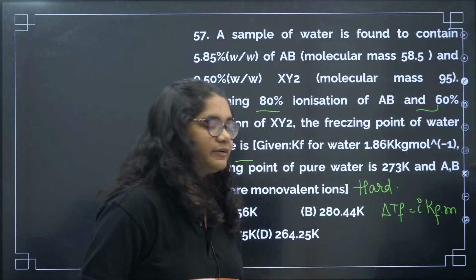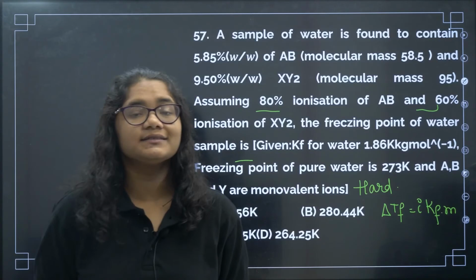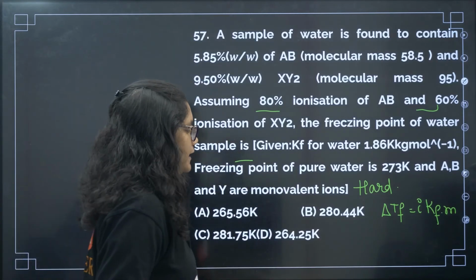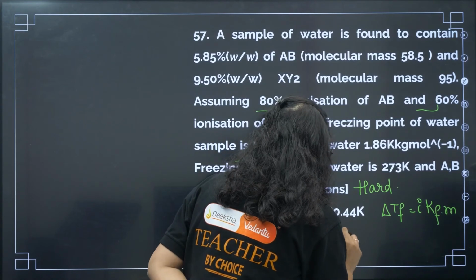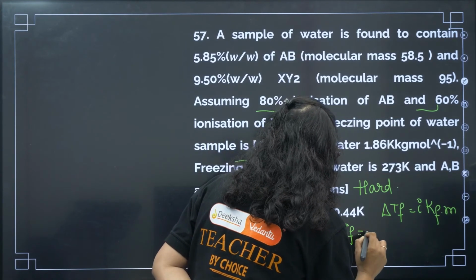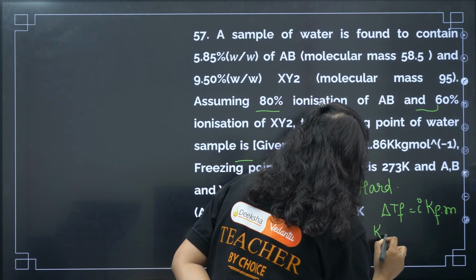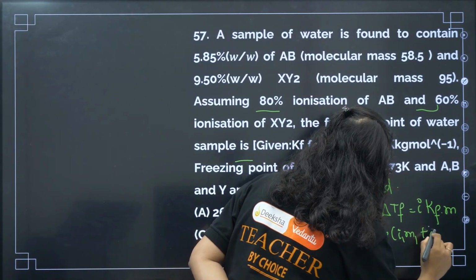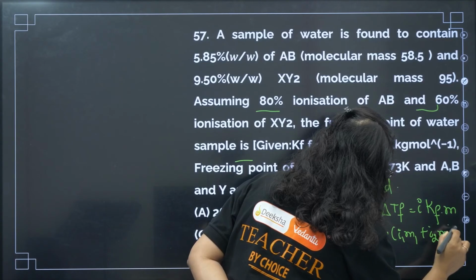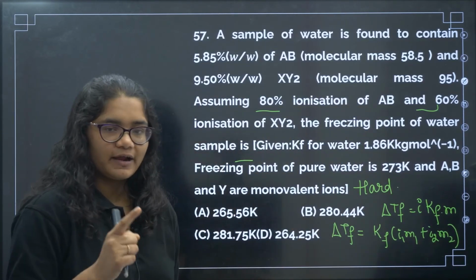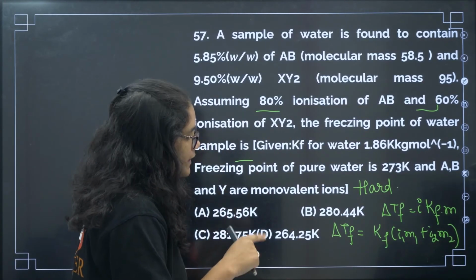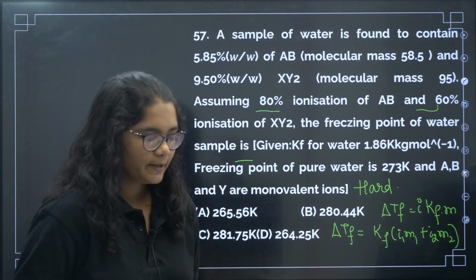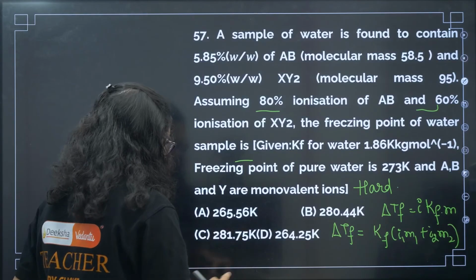But when two different solutes are added, how to calculate? Such questions are not there in NCERT, so I'll tell you the formula for that. If two solutes are added, delta TF is equal to KF into I1 M1 plus I2 M2. I1 is the Van 't Hoff factor for the first solute, and I2 is the Van 't Hoff factor for the second solute. M1 and M2 are the molalities, okay? So now let us do this question.